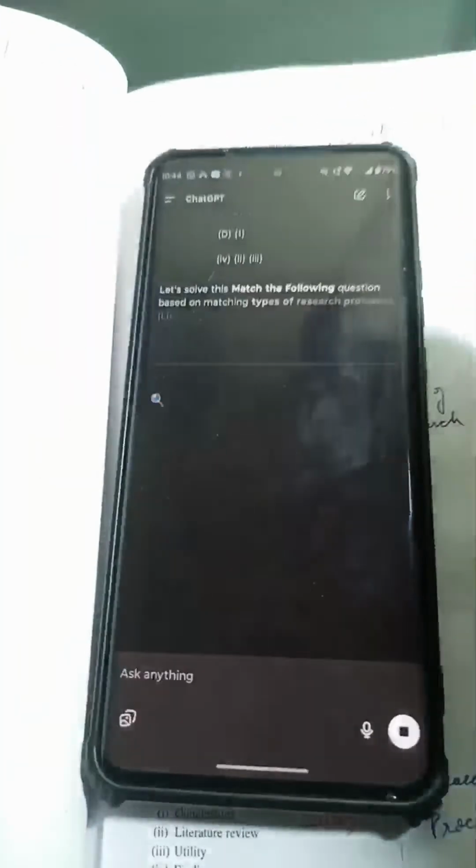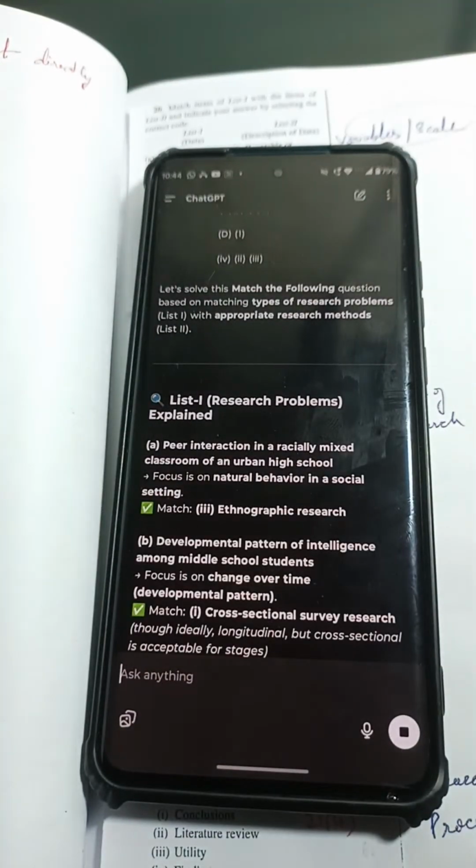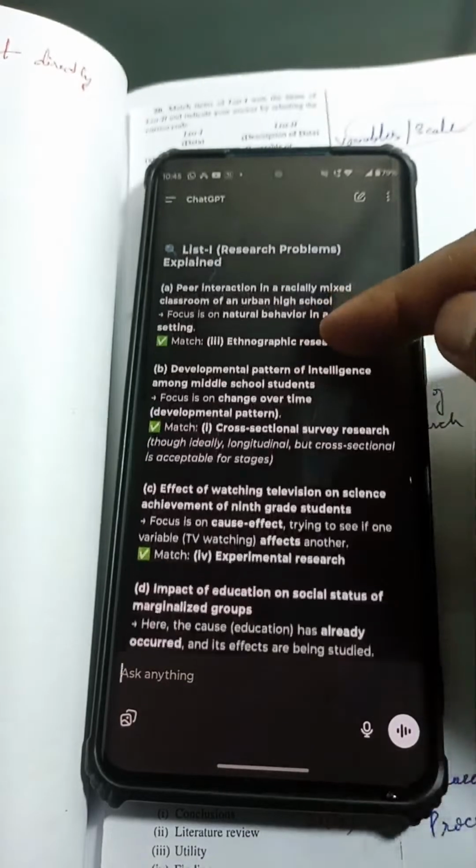and here it is. Peer interaction in a racially mixed classroom of an urban high school. Peer means the friends, the colleagues. Interaction in a racially mixed classroom of an urban. We are talking about urban, we are talking about high school. So every word must be decoded. Focuses on natural behavior in social setting. So as far as natural behavior in social setting is concerned, we can say it's ethnographic research.